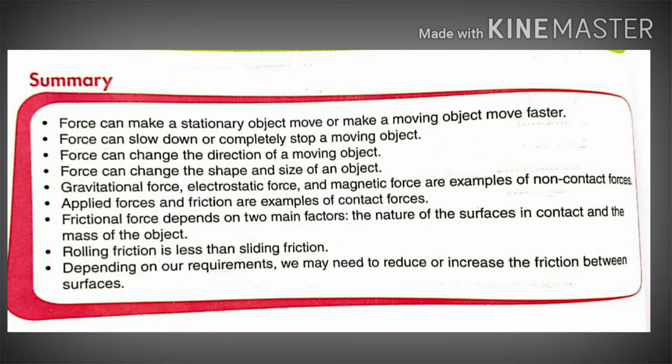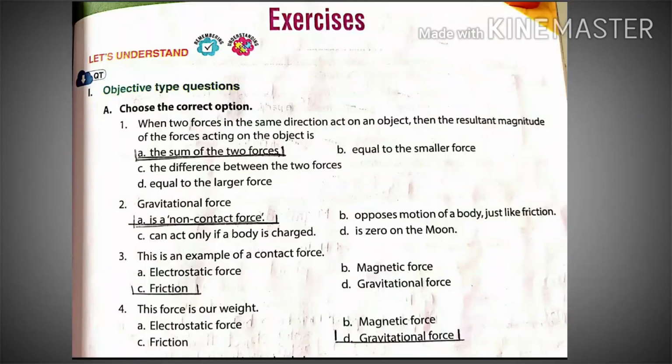Then we compared rolling and sliding friction. Rolling friction is less than sliding friction, and in the last we saw the advantages and disadvantages of friction and how friction can be increased or decreased. So these are the things we discussed in this chapter. Now we'll be discussing objective type questions. In the exercise, first of all we'll be discussing objective type questions.